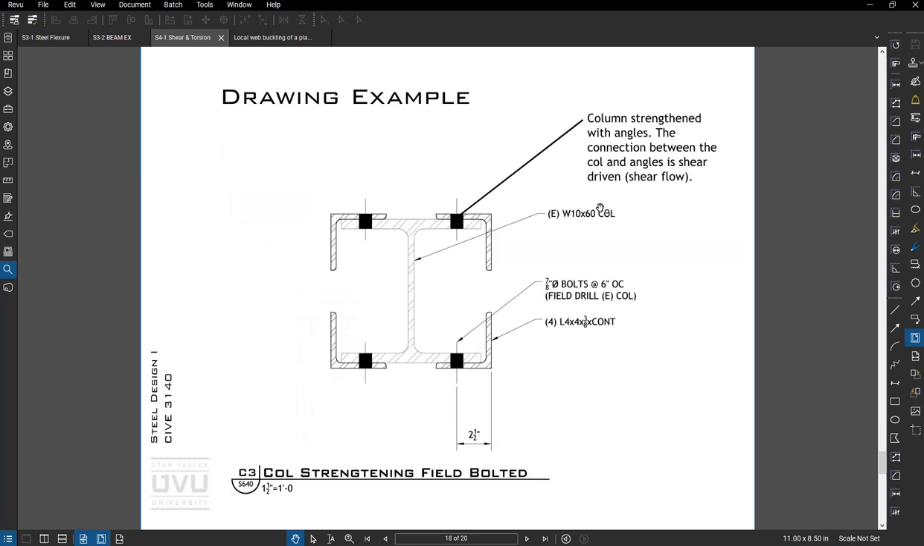All right, briefly on drawings. This is a detail of an existing column. We added angles to it to give it greater compressive and flexural strength. And one of the keys was sizing the bolts to make that connection. We ended up bolting this because it was being installed in an area where welding wasn't going to be permitted.